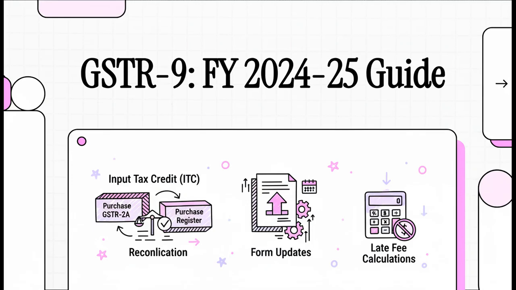Okay, it's that time of year again. GSTR 9 filing. We all know it can be a bit of a headache, right? Well, for the 2024-25 financial year, there are some really crucial updates you absolutely cannot afford to miss. So, over the next few minutes, we're going to walk you through a clear step-by-step guide to make sure your filing is spot on and, most importantly, penalty-free.